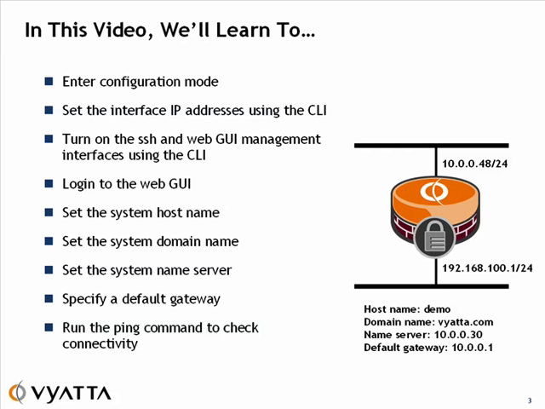In this video, we'll learn to enter configuration mode in the CLI, set the IP addresses of the various interfaces on the system. We'll turn on the SSH and Web GUI management interfaces using the CLI. We'll then log into the Web GUI, set the system host name, domain name, name server, and default gateway. Finally, we'll run a ping command to check the connectivity of the system. On the right, you can see the network diagram for the small system that we'll be configuring.